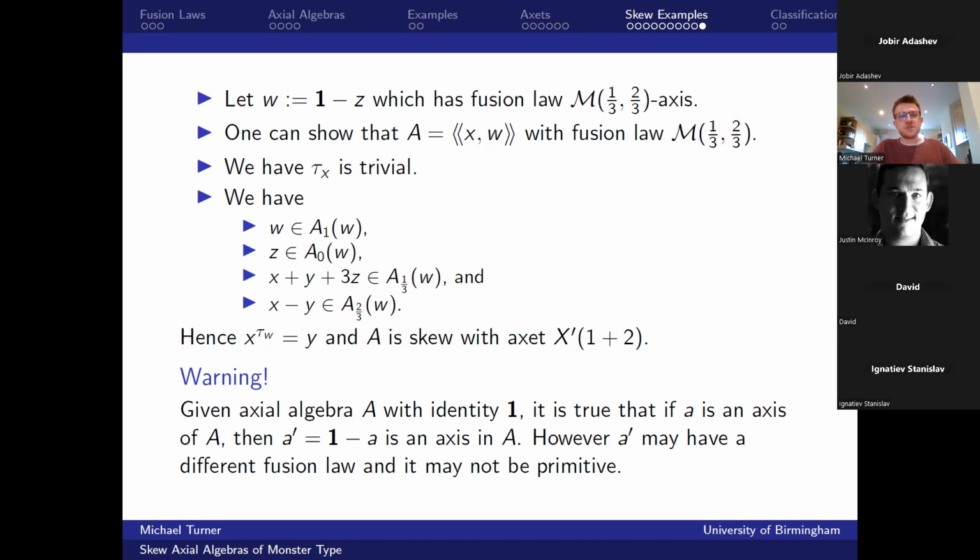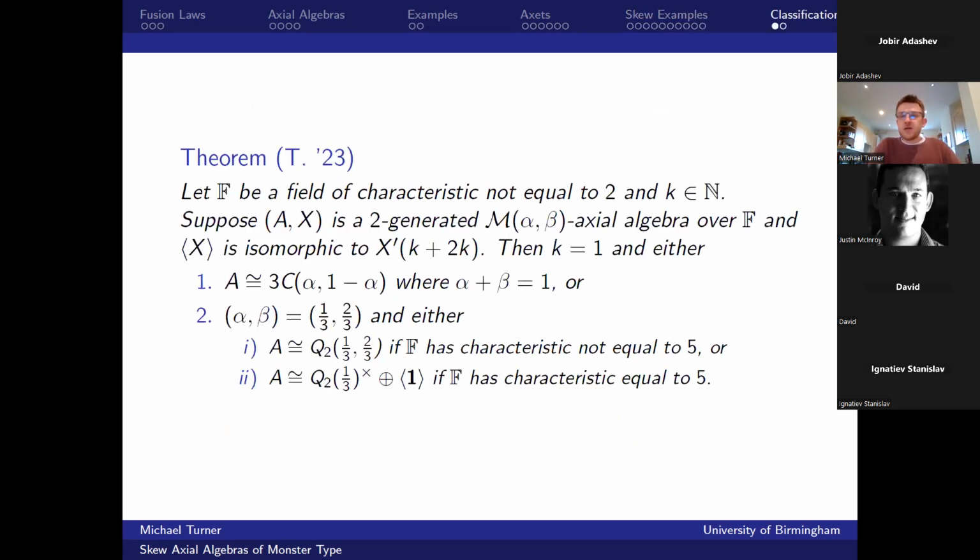Okay, so with that, we can give a classification of all skew axial algebras of monster type. I'm going to assume that the field has characteristic not equal to 2, and K just being an actual number. So we set it up so A is an axial algebra that's 2-generated and of monster type, and we have an axet X, angled brackets, isomorphic to a skew axet X prime K plus 2K. Well, then, in fact, K has to equal 1.